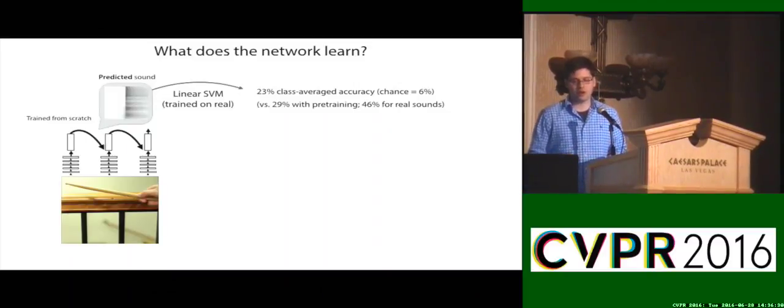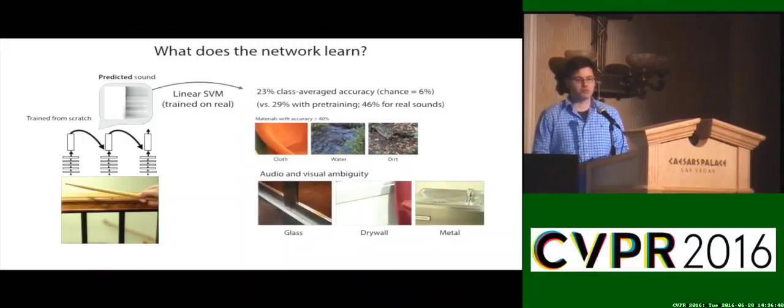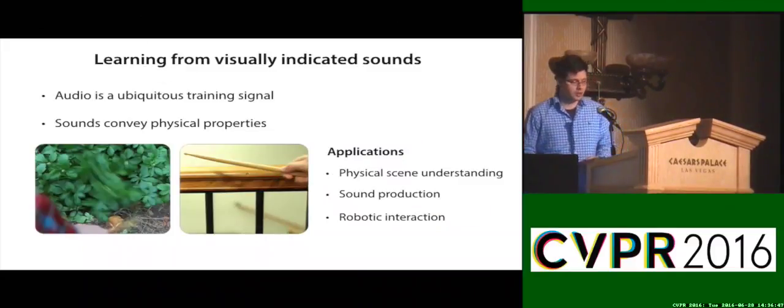And we can look at the materials it does well on. These tend to be ones that have a distinctive visual appearance, like cloth, water, and dirt. And the materials that it's not able to distinguish are ones where there's a lot of ambiguity in both their appearance and their sound. These include materials like glass, drywall, and metal.